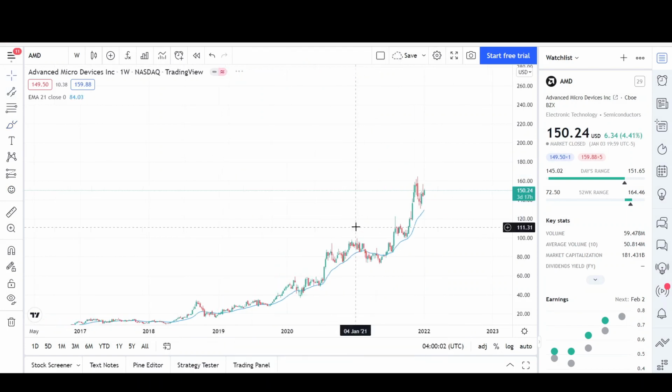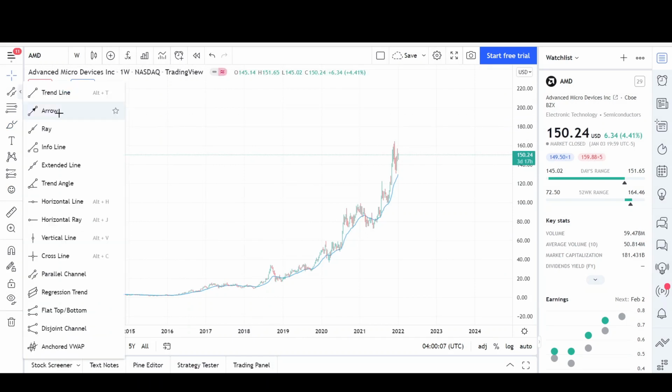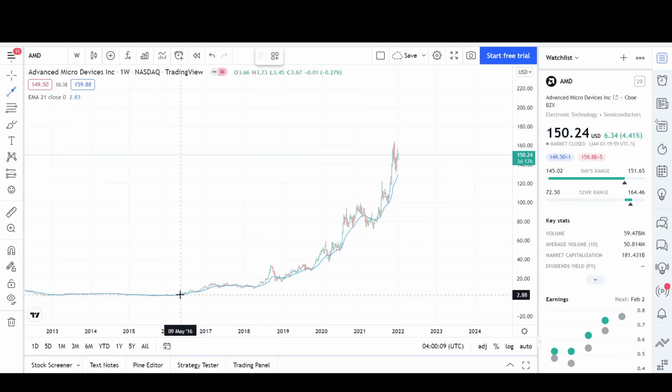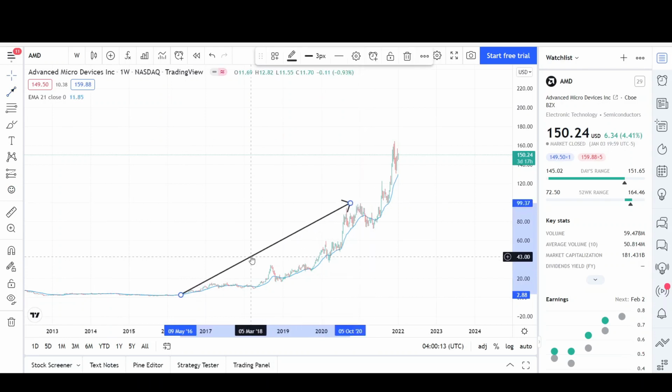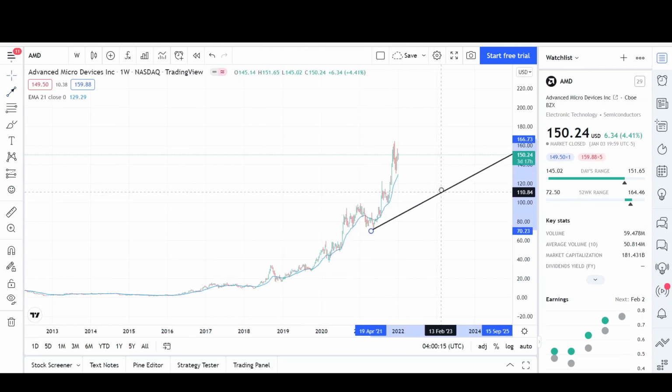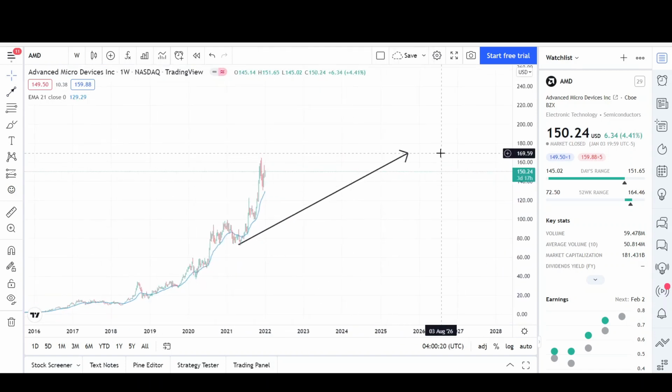Let me show you guys one last thing, and that's going to be a very large measured move. So if I do it from back here in 2016 to the top of this correction, and I just drag this over, you can see that the target for AMD is at the 169 level, even this big one, and even that small one I showed you on the daily chart.